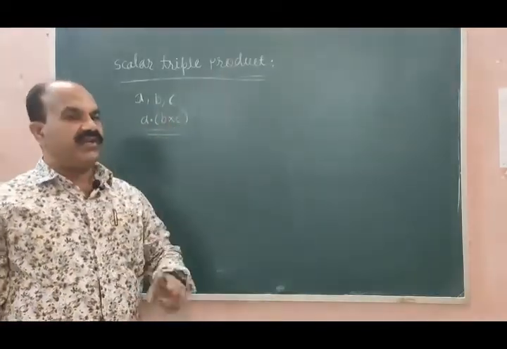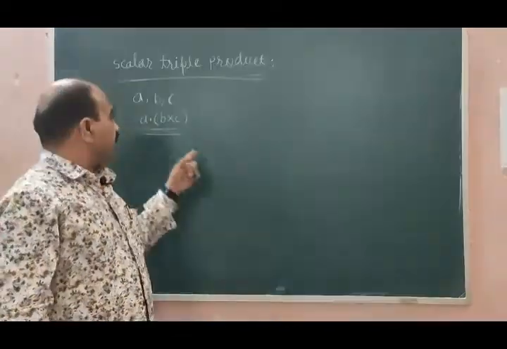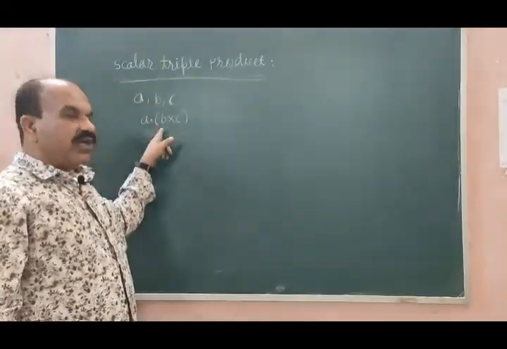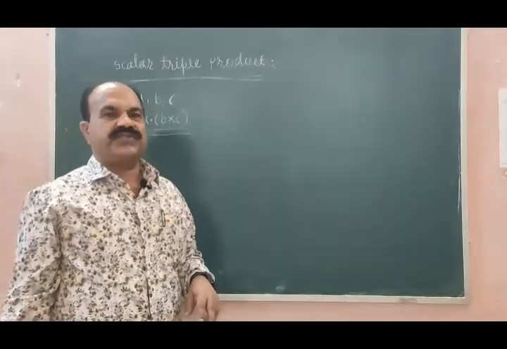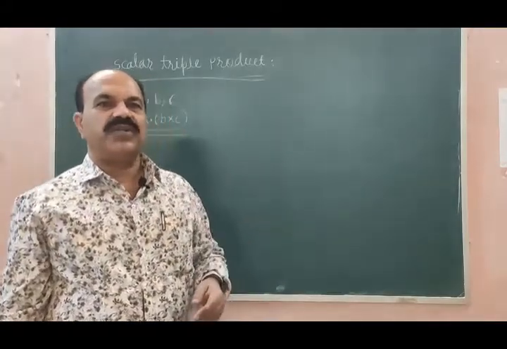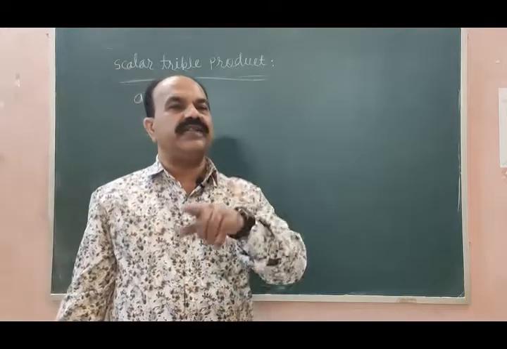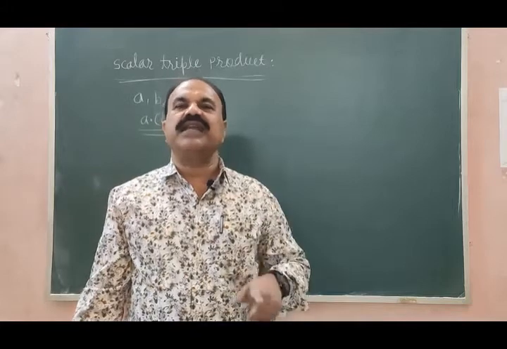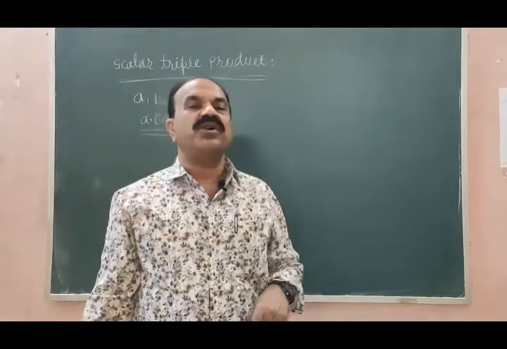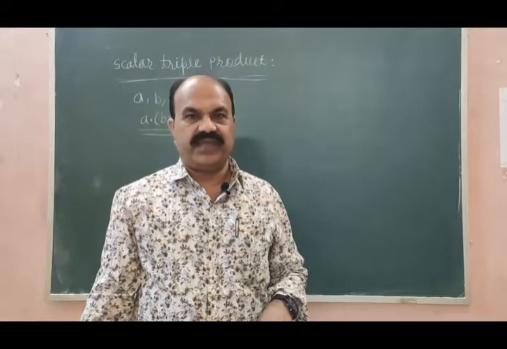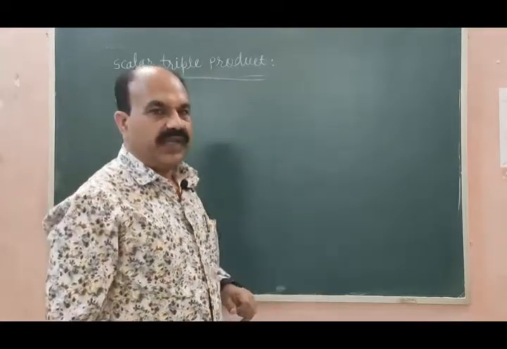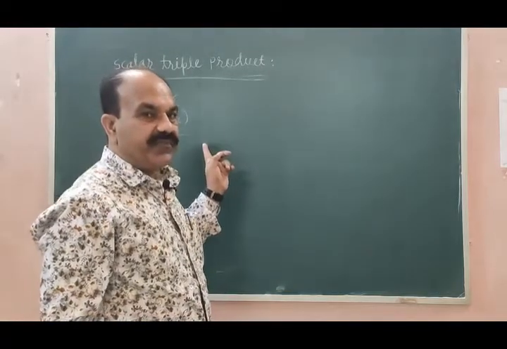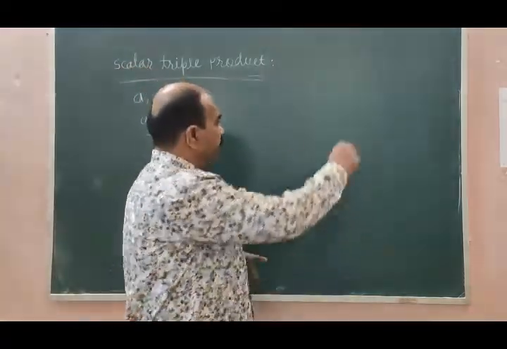B cross C will be a vector, A is a vector, it is a dot between these two vectors. So, it will be a dot product of vector A and vector B cross C, and so the result will be a scalar. Therefore, this product is known as scalar triple product. Let us represent these three vectors diagrammatically.